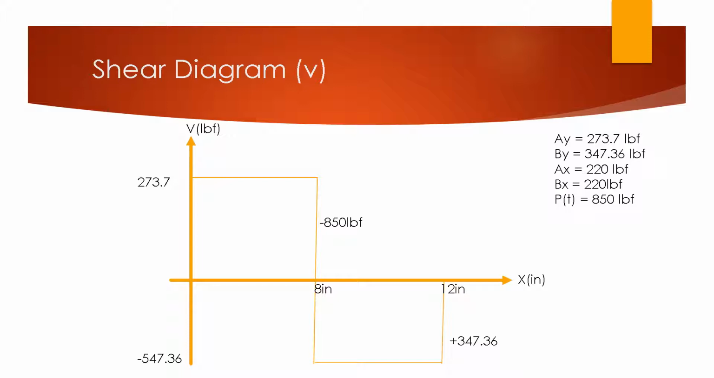In our shear diagram, we can see a force of AY at 273.7 pounds being applied constantly throughout the tube until it reaches 8 inches, where our 850-pound force is being reacted, giving a shear force of negative 547.36 and being applied constantly from 8 inches to 12, and then another reaction force of 347.36 pound force.